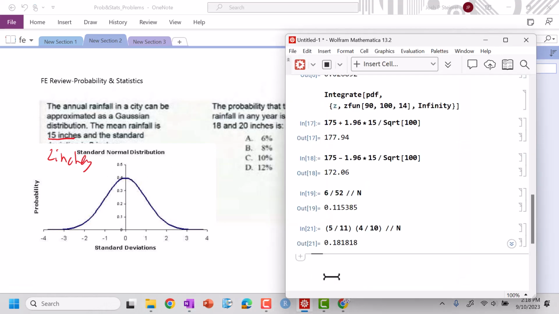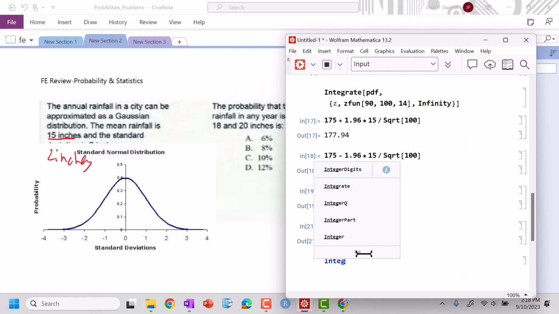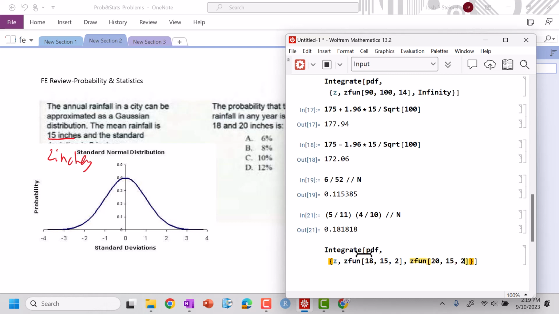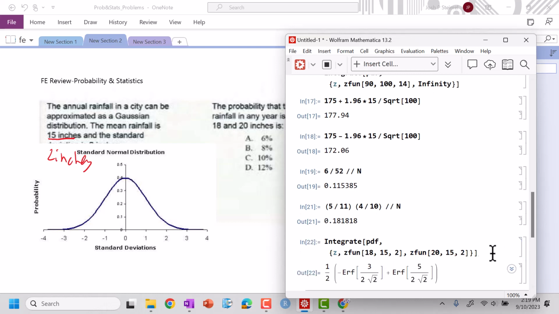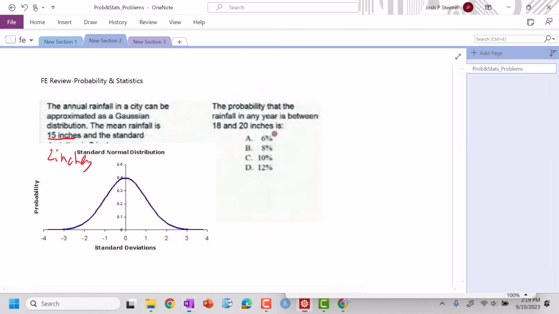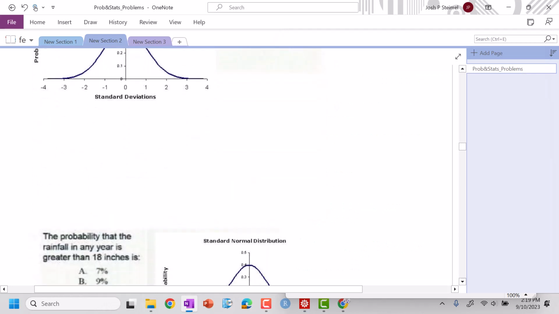So we can do that. I can integrate my PDF from a value of z from my z function. We're looking at between 18, the mean is 15, and a z function of 20, 15, and 2. Let's look at that numerically. There we go, about 6%. And again, you can verify that using the tables as well.